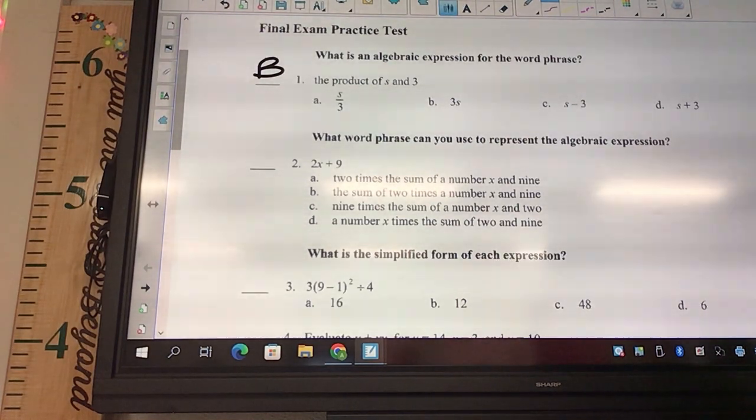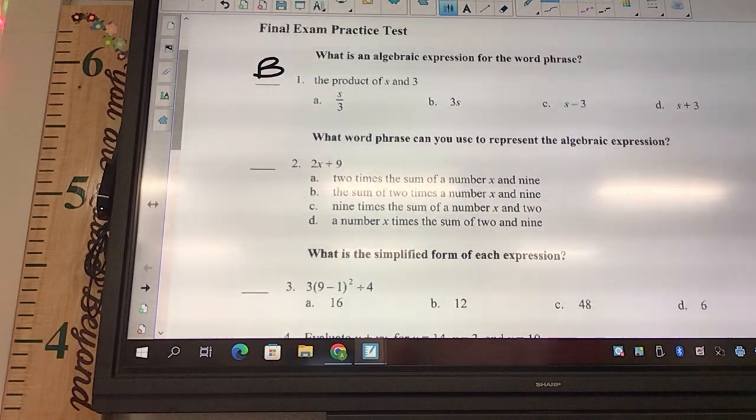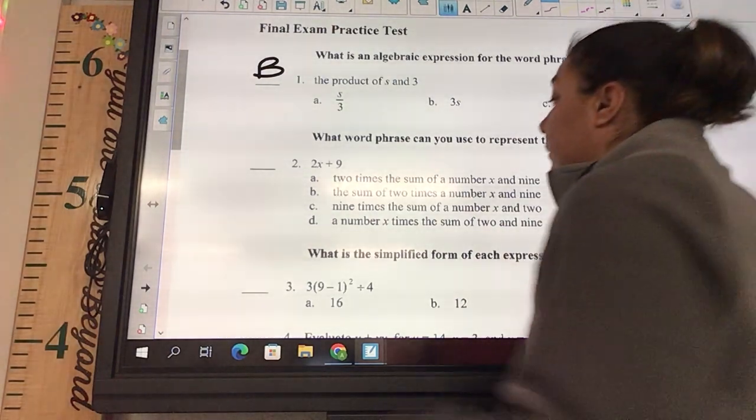Okay, we know it is some number times what? 2, and then adding 9. Okay, which answer choice do you think that is? Nobody? Nobody's got a guess? Okay, it is D.